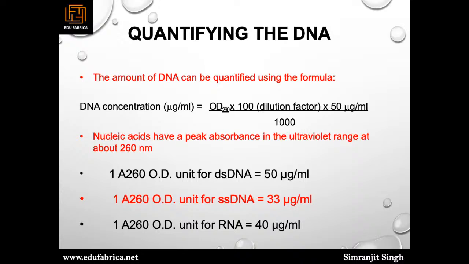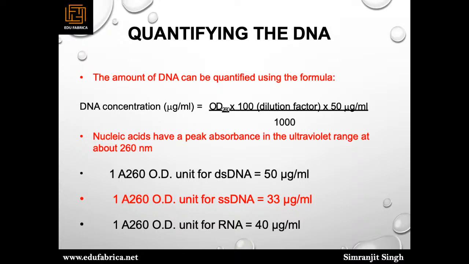So to quantify, the formula that we use for DNA concentration is OD 260 × 100 (dilution factor) × 50 microgram per ml ÷ 1000. Nucleic acids have peak absorbance in the ultraviolet range at about 260 nanometer, and the OD 260 units that we use are for double stranded DNA, single stranded DNA, and RNA.